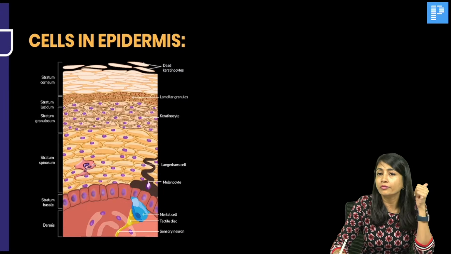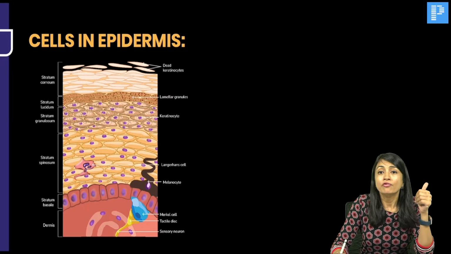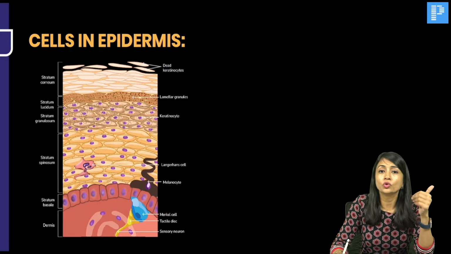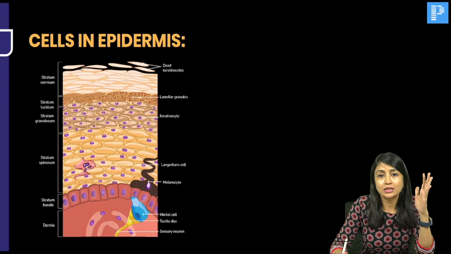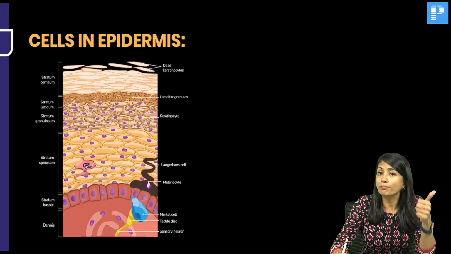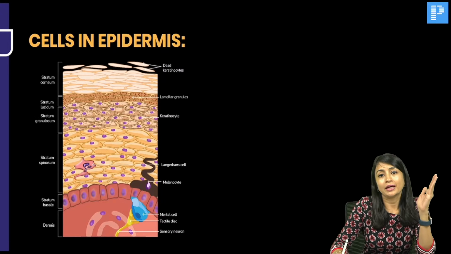Now, one is keratinocyte, which you all know is present in all cell layers. Where is melanocyte present? Somebody already told me that melanocyte is present in stratum basale, and this is the cell which is responsible for pigment formation, right?